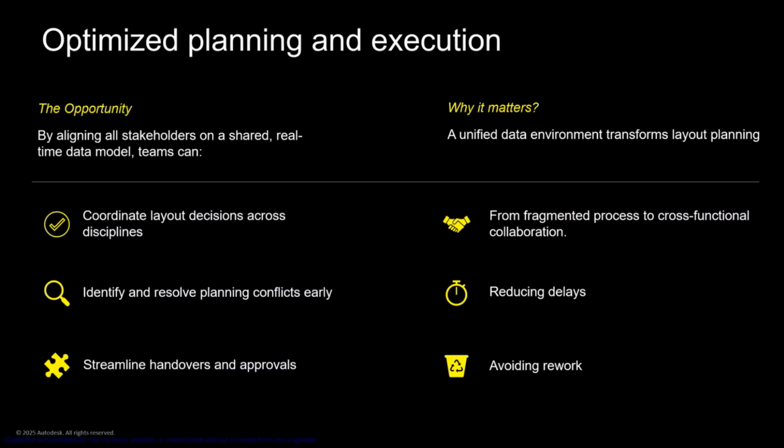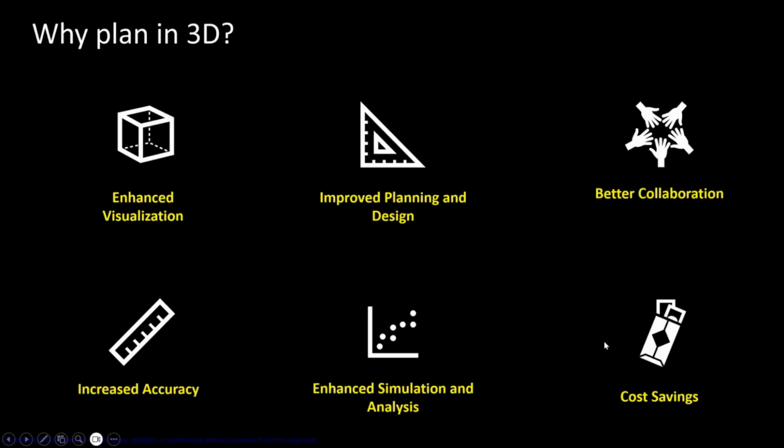So, conclusions. Why does it matter? You can coordinate layout decisions across disciplines. You can streamline handover and approval. You can avoid a lot of rework, reducing delays. Why do you need to plan in 3D and not in 2D, PDF, or Excel, whatever you are using now? You have better clarity, better visualizations, increased accuracy, enhanced simulation analysis, and cost savings.